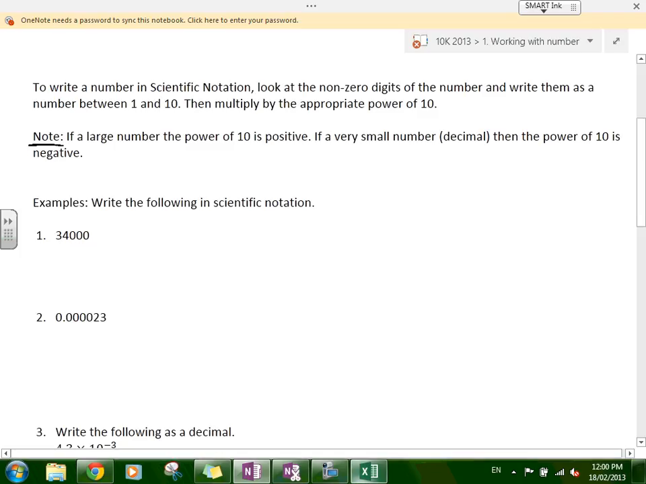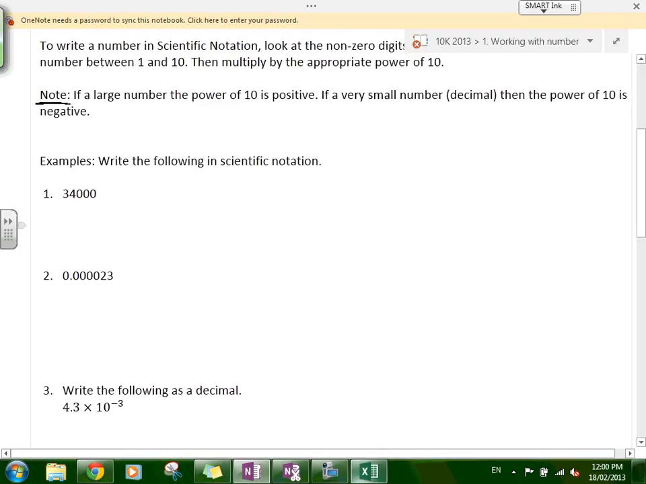Okay, so if it's a very big number, the power of 10 is positive, because the decimal place is moving to the right. If it's a very small number, a decimal, so if it's 0.000 something, then the power of 10 is negative. So when the power of 10 is negative, you move the decimal point to the left. When the power of 10 is positive, you move the decimal point to the right. Okay? Any questions about that? Yeah? Alright. So we're going to have a look at these examples.